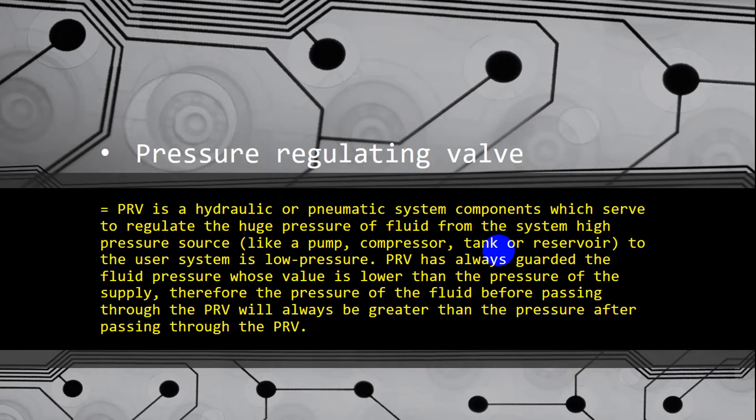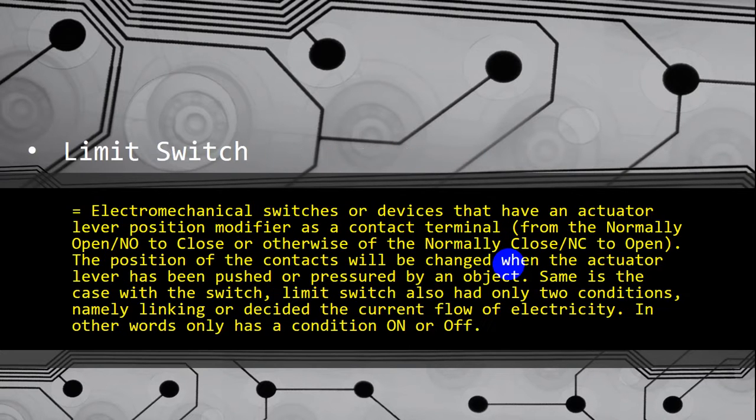Next, pressure regulating valve. PRV is a hydraulic or pneumatic system component which serves to regulate the huge pressure of fluid from a high pressure source, like a pump, compressor, tank, or reservoir, to the user system at low pressure. PRV always keeps the fluid pressure lower than the pressure of the supply. Therefore, the pressure of the fluid before passing through the PRV will always be greater than the pressure after passing through the PRV.